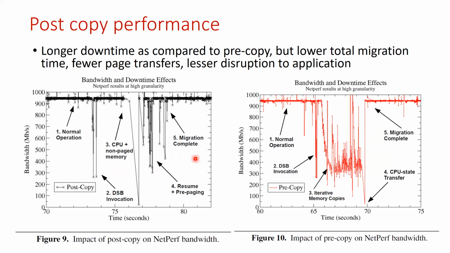For pre-copy, you will see that the migration time is longer and the disruption is longer. All during the iterative pre-copy stages, you see a longer disruption to the application, but the total downtime itself is slightly shorter. And once the migration completes, there are no further disturbances because everything is done by now.